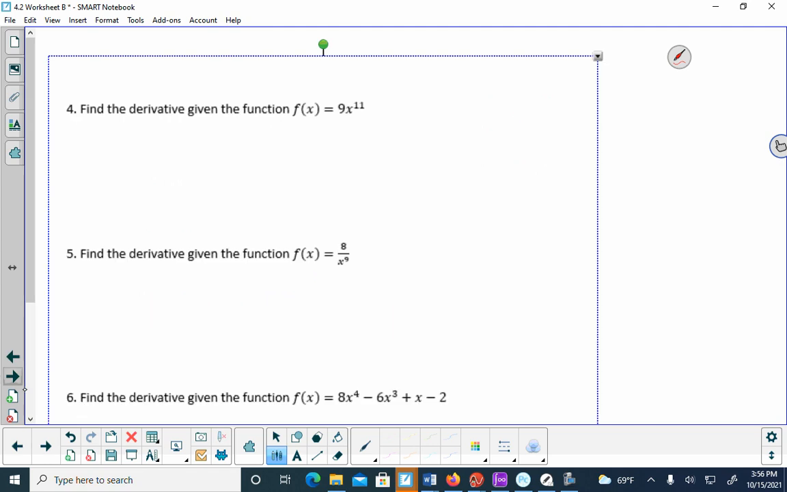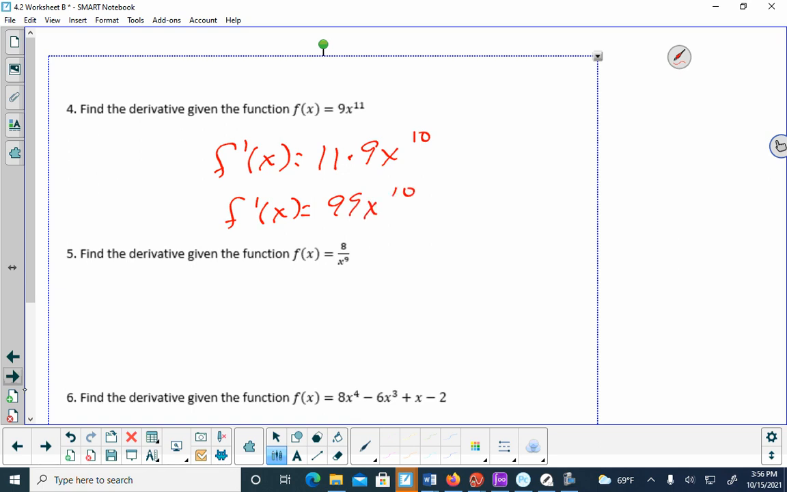Okay, number 4, given the function 9x to the 11th, again, to find the derivative, I'm going to take the power, which is 11, times that 9x, reduce the power by 1, so that will be 10. So my final derivative is going to be 99x to the 10th.